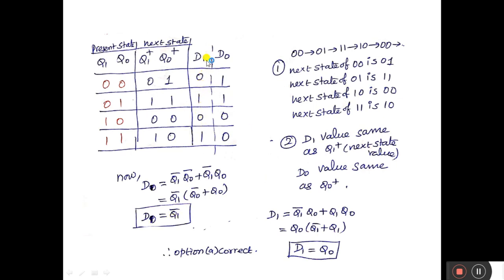Similarly, if I write the expression for D1, the 1s correspond to 0, 1, 0, 1, meaning Q1 bar Q0, Q1 bar Q0, plus Q1 Q0. The common term in this expression is Q0. If I take out Q0, Q1 bar plus Q1 remains, so the answer is D1 equals Q0. So from the question, option A is the correct one. D0 is Q1 bar, D1 is Q0.